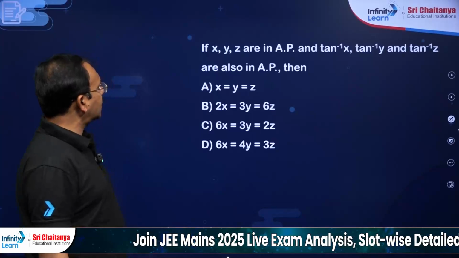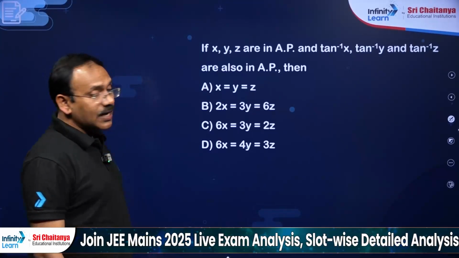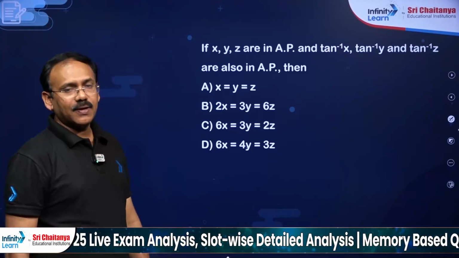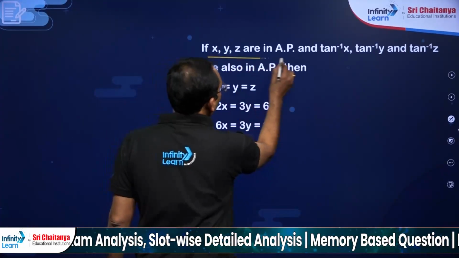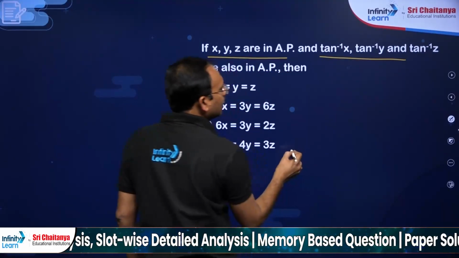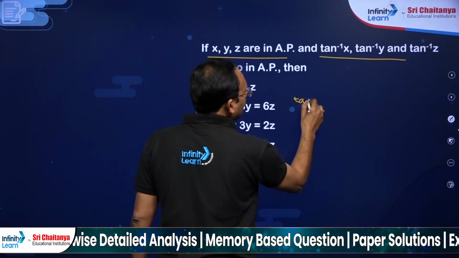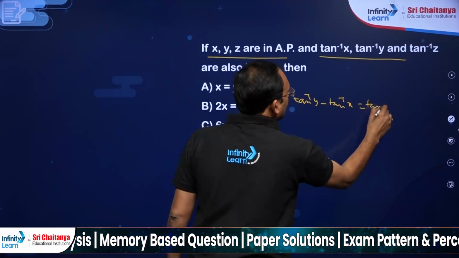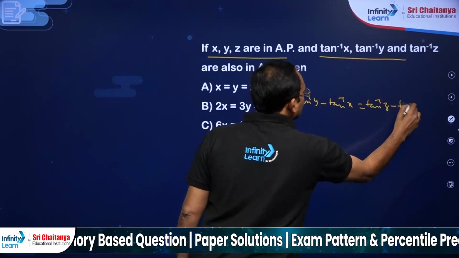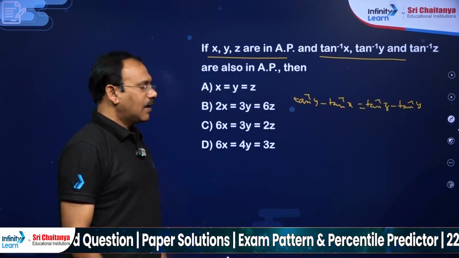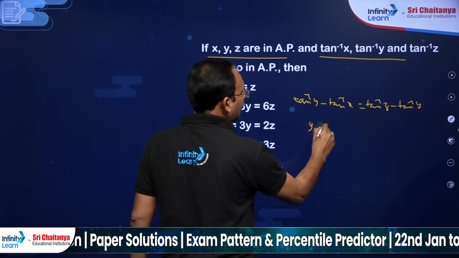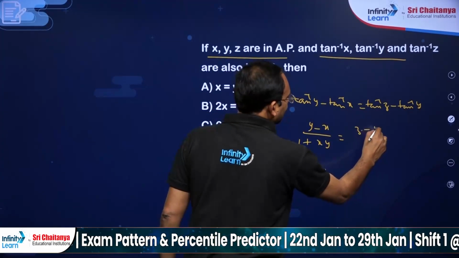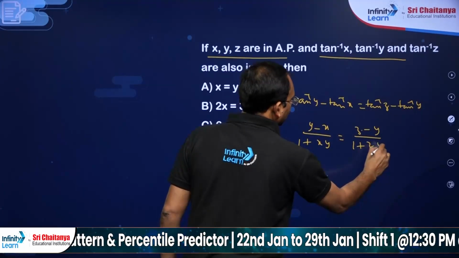Okay. The next, my dear friends, this question. Given x, y, z are in AP and tan inverse x, tan inverse y, tan inverse z are also in AP, then what is the relation, my dear friends? Given x, y, z are in AP, these 3 are in AP means, can I write tan inverse y minus tan inverse x is equal to tan inverse z minus tan inverse y? You can write. Apply tan on both sides, you will get (y minus x) by (1 plus xy) is equal to (z minus y) by (1 plus zy).